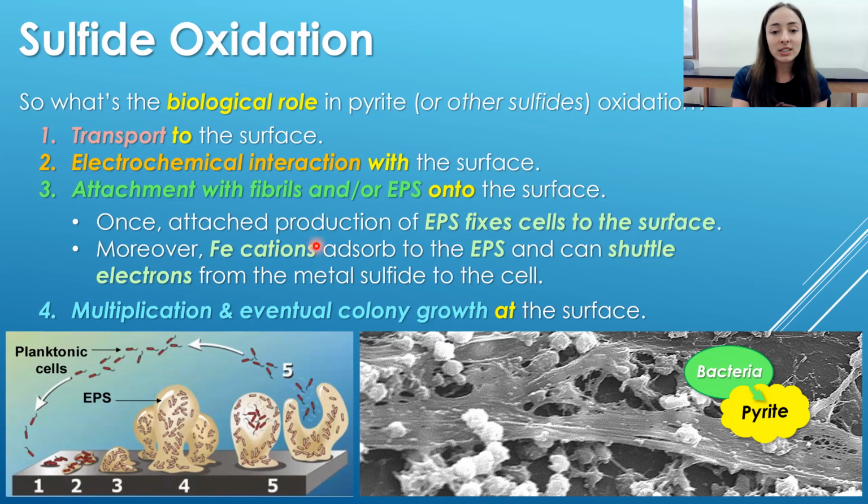So once attached, the EPS or extracellular polymeric substances, basically like sticky enzymatic mucousy substances that the bacteria excrete, these EPS substances fix the cells to the surface of the mineral. And because they absorb iron cations, because it's negatively charged EPS, they can act as electron shuttles, these iron cations in the EPS, shuttling electrons from the mineral to the cell.